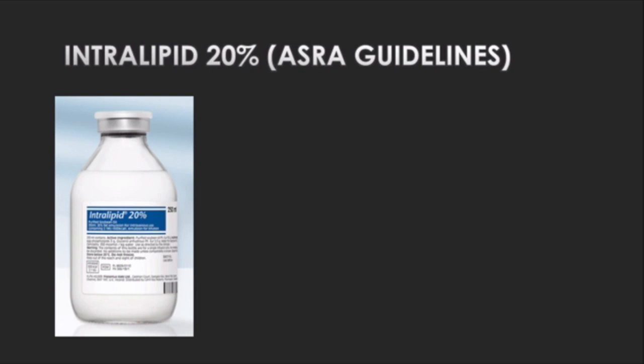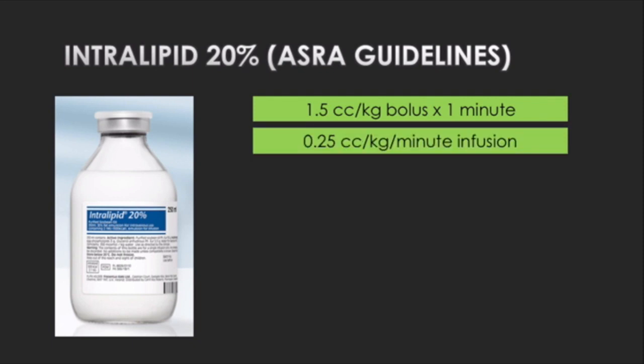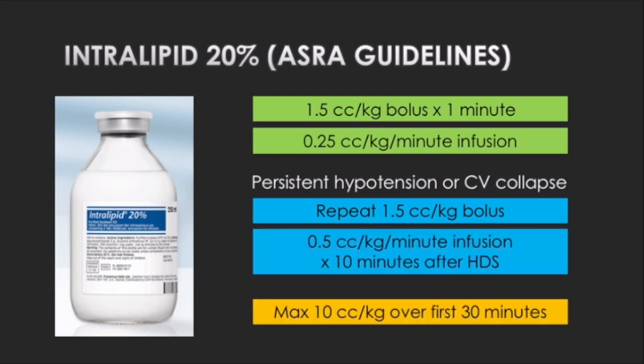And so per the American Society of Regional Anesthesia guidelines, they recommend starting off with a 1.5 cc's per kilo bolus over 1 minute. Then you can start a drip, which is 0.25 cc's per kilo per minute. If they're still persistently hypotensive or have evidence of cardiovascular collapse, you can repeat the bolus and then you can go up in your drip, but you don't want to give more than 10 cc's per kilo because then you run the risk of running into pulmonary toxicity, pancreatitis, and hyperlipidemia.